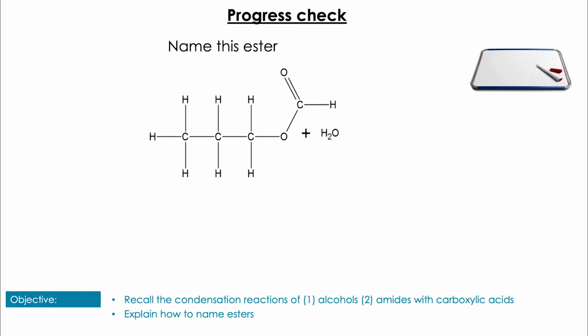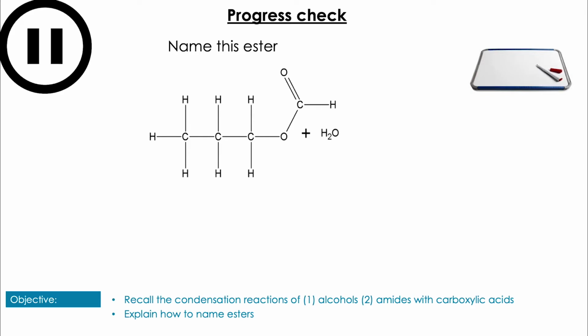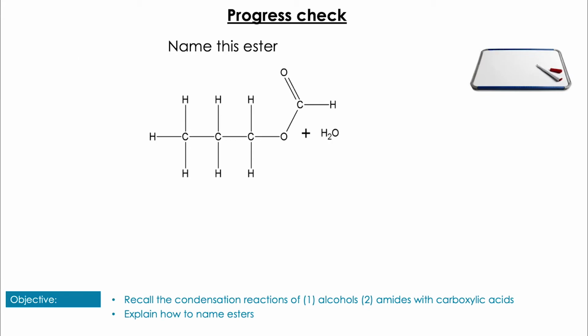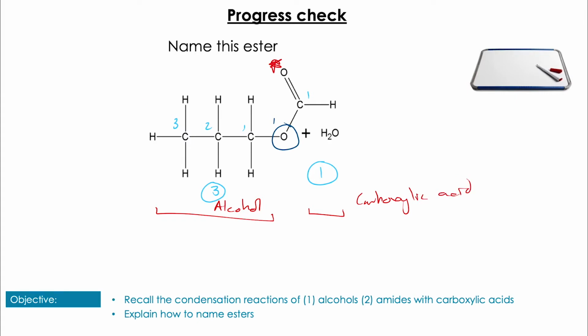So have a go at naming this ester. Pause the video. Pop them up! So identifying that oxygen in the chain, 3 chain on the left hand side and a 1 chain on the right hand side. Identify the carbonyl group, so that means my chain on the left hand side comes from my alcohol and on the right from my carboxylic acid. Alcohol name goes first, so I'm going to have propyl and then my carboxylic acid group methanoate.